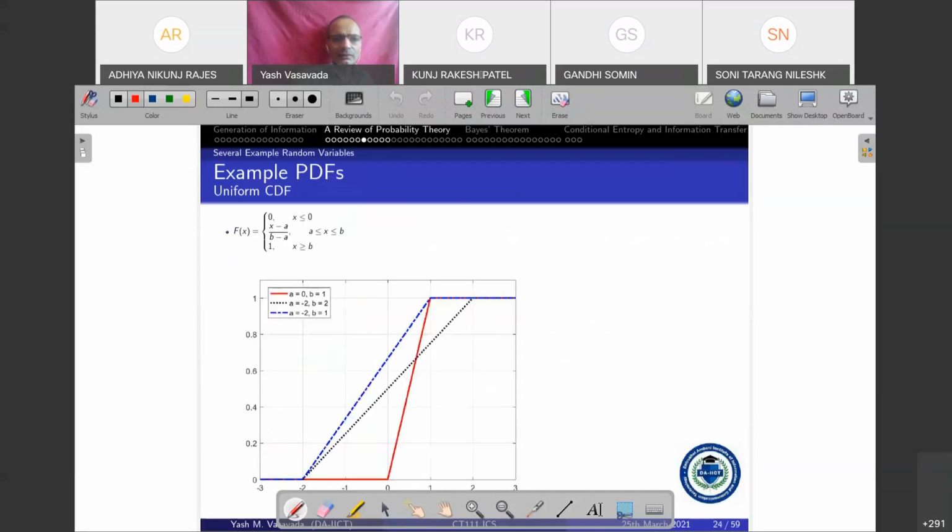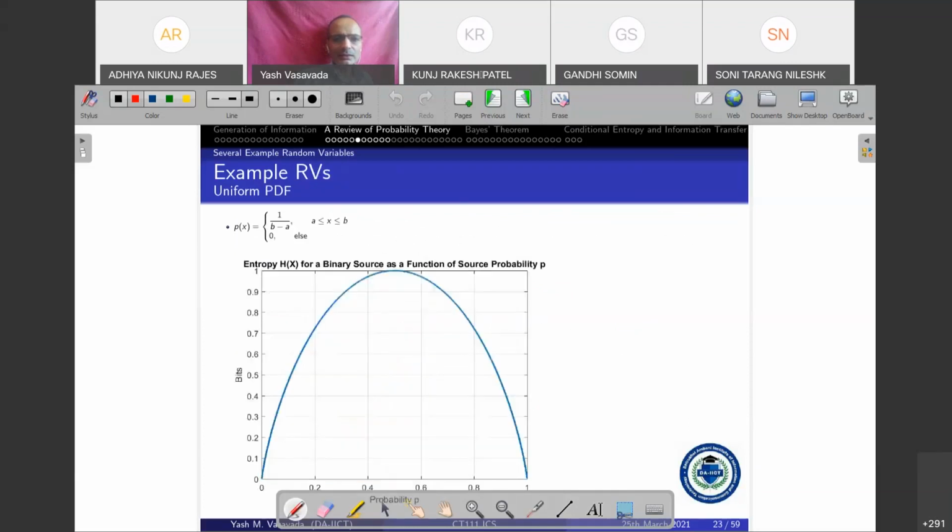Okay, I think I have a mistake here. This is the wrong chart. When I compiled this document, I ended up using the wrong figure, so please ignore this chart. This is entropy. What I want to show is the PDF for one example random variable, which is called the uniform random variable.